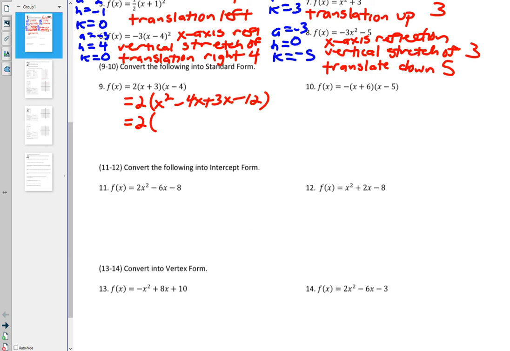Then I'm going to combine like terms, which gives me x squared minus x minus 12. And then I'll distribute the 2. I like leaving the distributing to the end. Let's take the dessert.